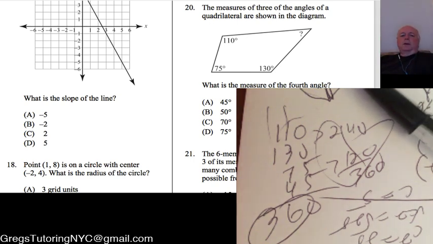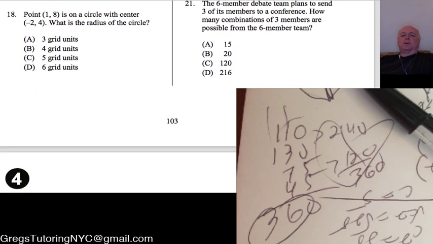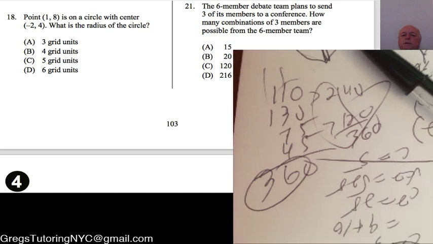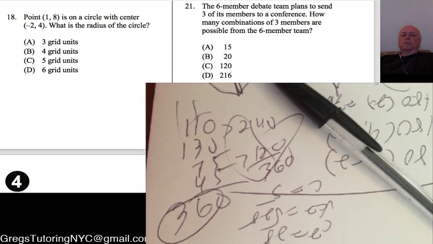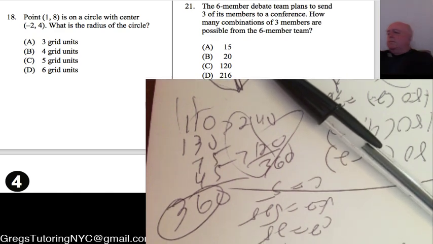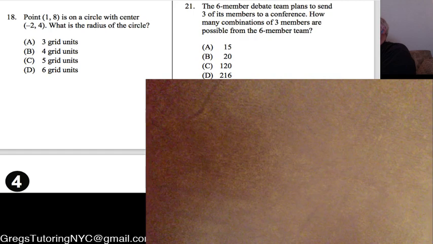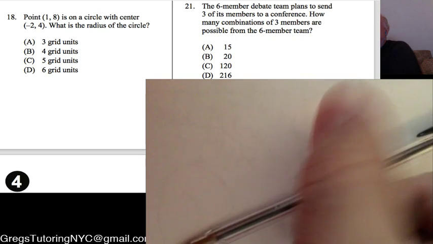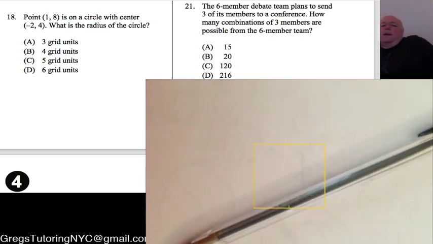Okay, 21. 21 is a doozy. All right, let me get clean paper, because this is going to be a doozy problem. Okay, this is going to kill a lot of kids. This deals with permutations, combinations. This is where a lot of kids just crumble.